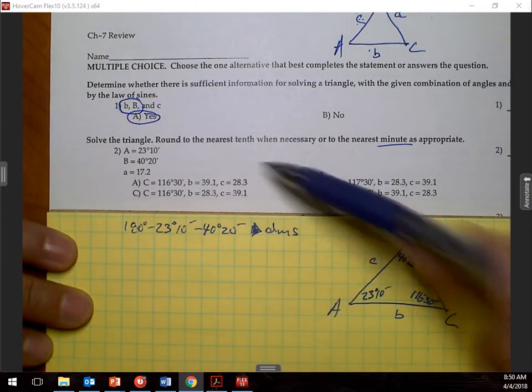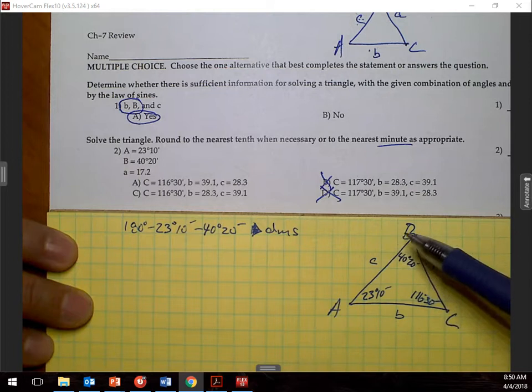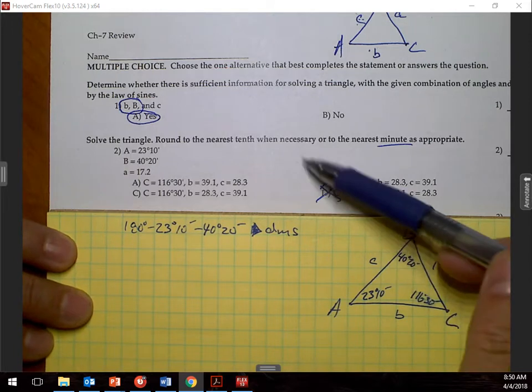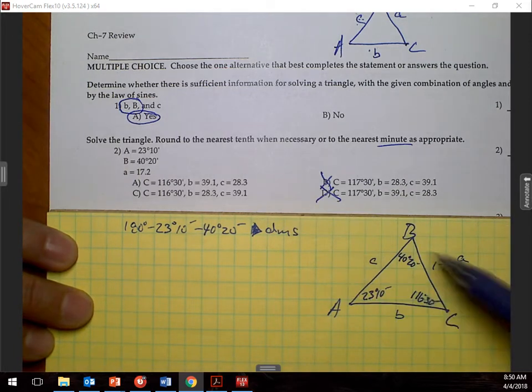Okay, so for those people that are actually watching right now, what they said is the biggest angle goes with the biggest side.